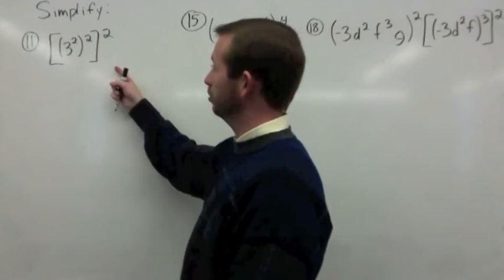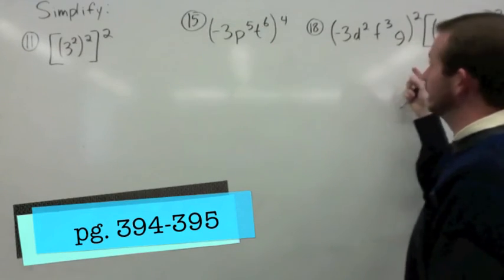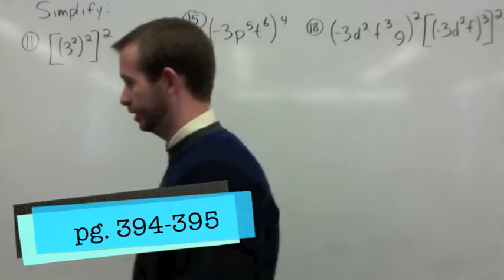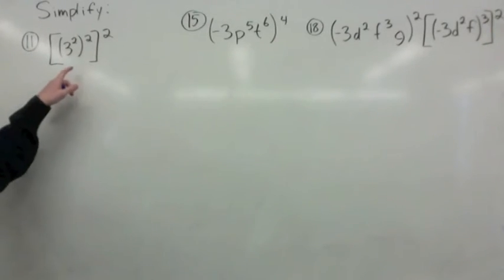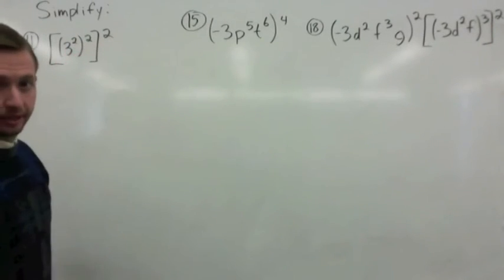And we'll press on. We're going to go ahead and do a few more of your homework problems. So 11, 15, and 18. Again, if you want to locate that on your assignment, page 394 to 395. So number 11 here. Again, I have multiple exponents. I got a 2, a 2, and a 2 again out here.